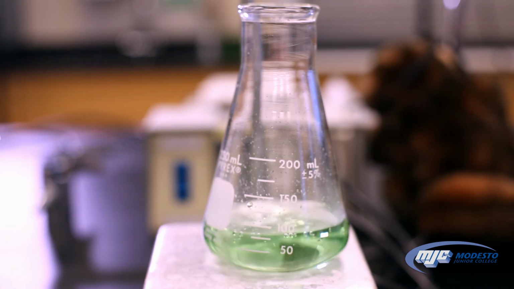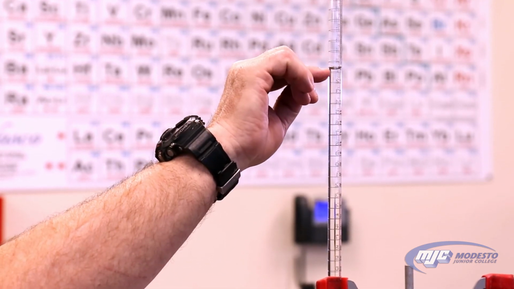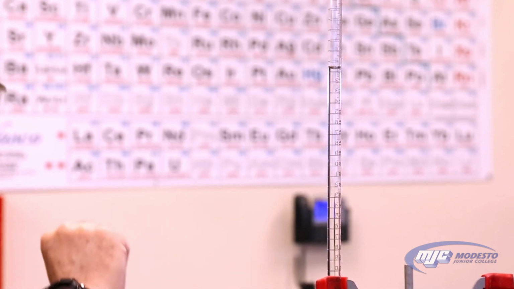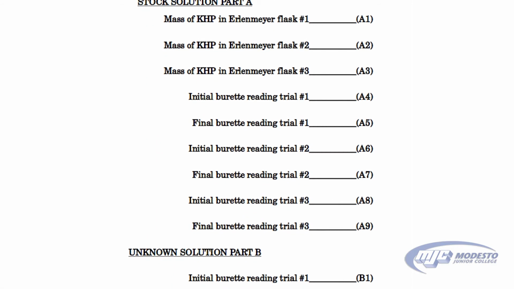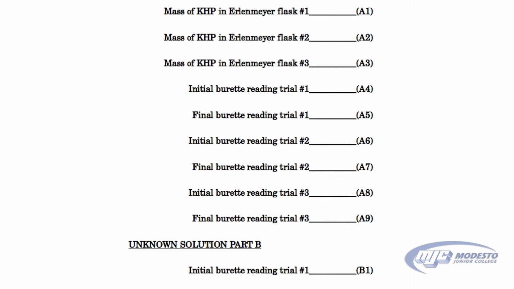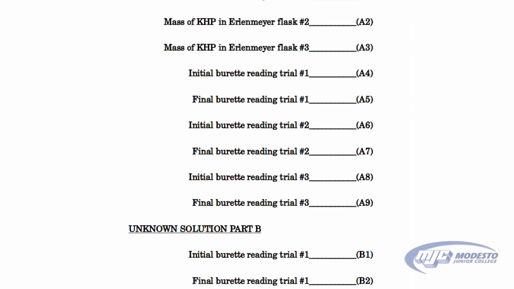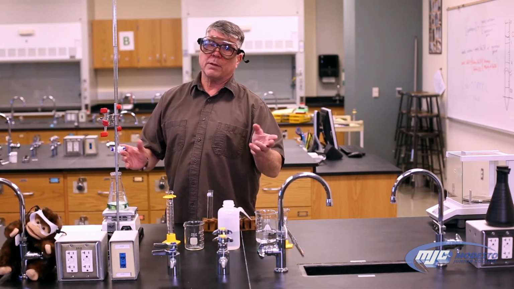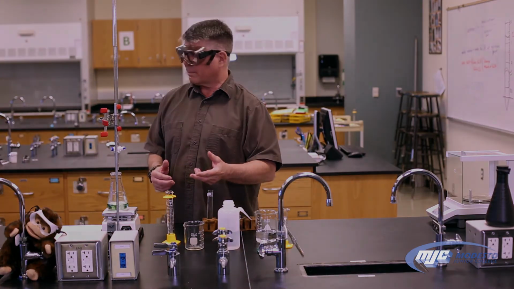So now what we do, record our final volume. So we read the volume, the bottom of the meniscus here on the buret, two past the decimal in milliliters, and that'll be our A5 for the first trial, and then for the second trial would be A7, and the third trial A9. And then we're finished the first part of the experiment. Now we move on to the second part where we titrate our unknown solution.